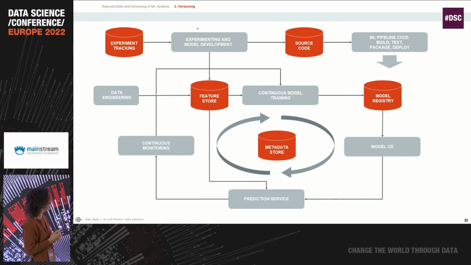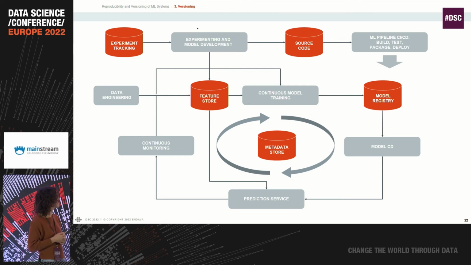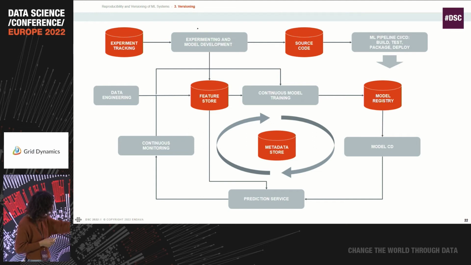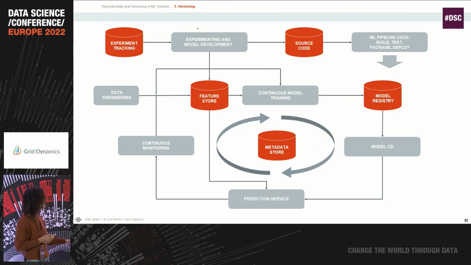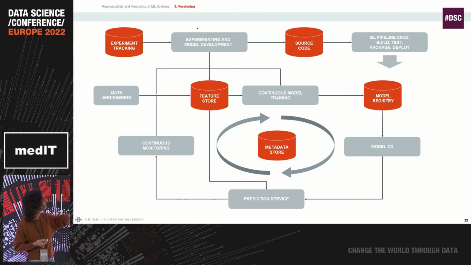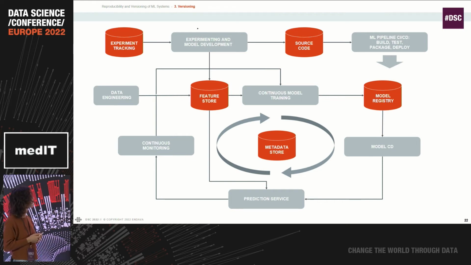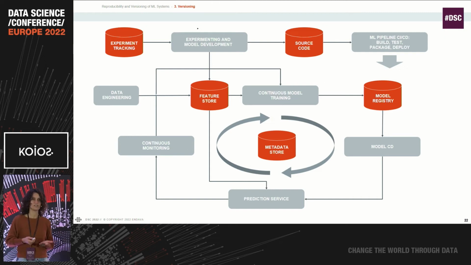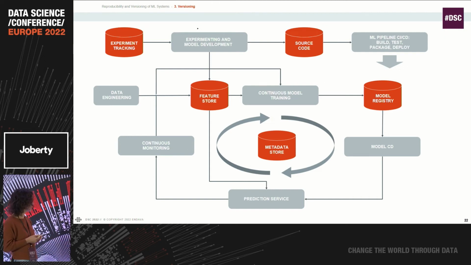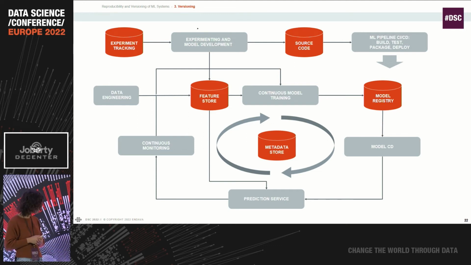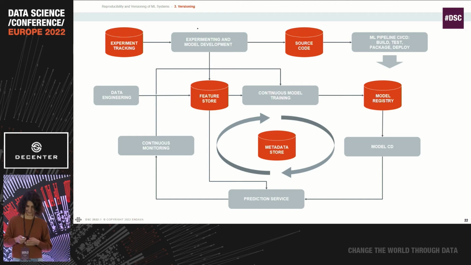The inference pipeline grabs the model from the model repository and uses it for predictions. Of course, if we want to make predictions, we have to use some features. Then we can monitor the performance of our model, and if performance starts to drop, we can go back to training or back to experimentation. In the middle, we have the metadata store, which collects all the information from different parts together and makes sure that all the dots are connected.